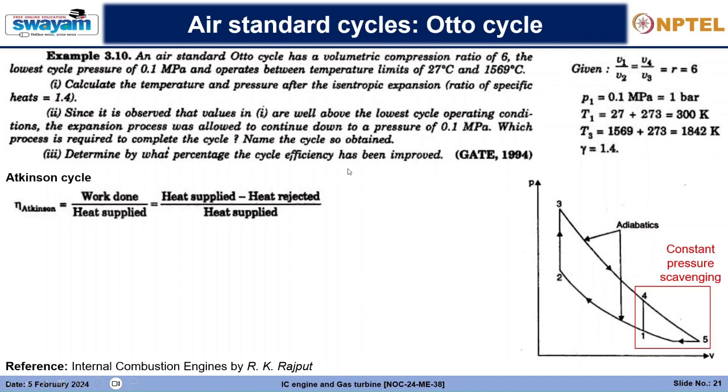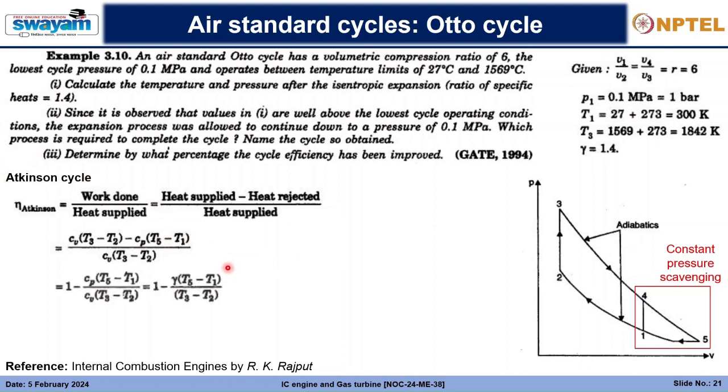So yeah, I was saying that the difference between the Atkinson cycle and this Otto cycle is that in the Otto cycle, we have constant volume heat rejection, whereas in the Atkinson cycle, that is constant pressure heat rejection. So eventually, we will get this kind of relationship. Cp by Cv is gamma.